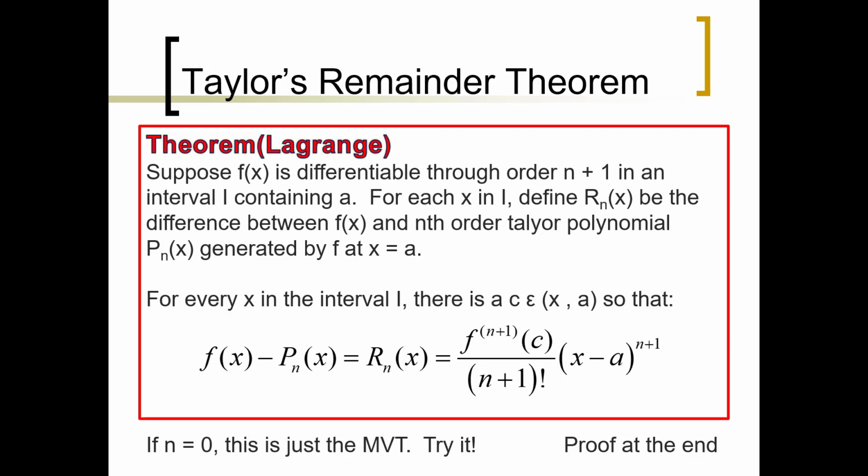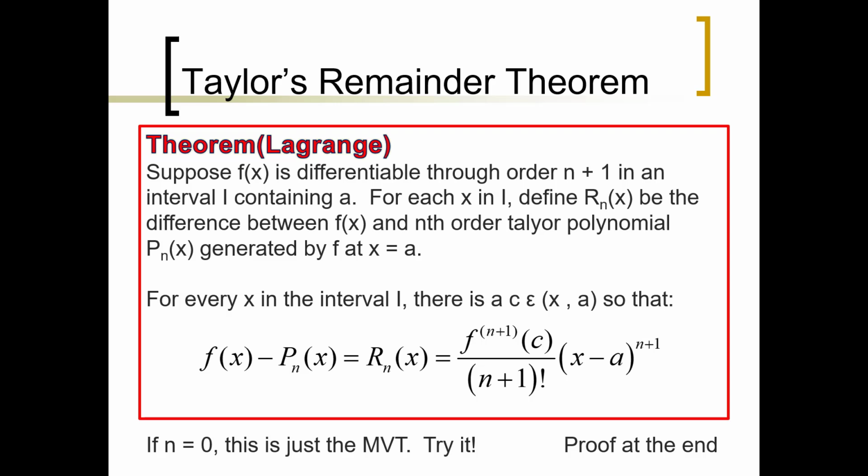There are multiple ways to write this theorem. Suppose f is a function that's differentiable through all orders up to n plus 1 in an interval I. For every x in I, define the remainder function as the difference between the function and the nth order Taylor polynomial generated by f at x equals a. Now for every such x in the interval, there's always a value c between where it's centered and where you're evaluating the function, so that the difference between the function and the Taylor polynomial, which is called the remainder term, is given by this particular product.